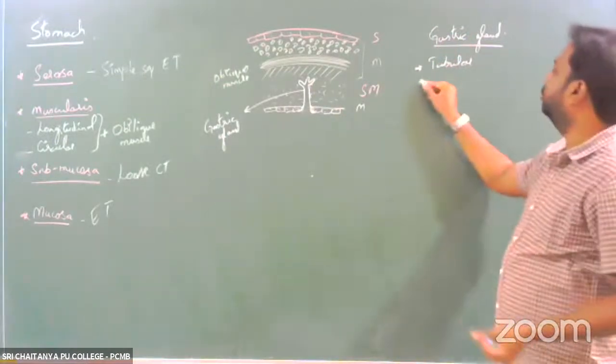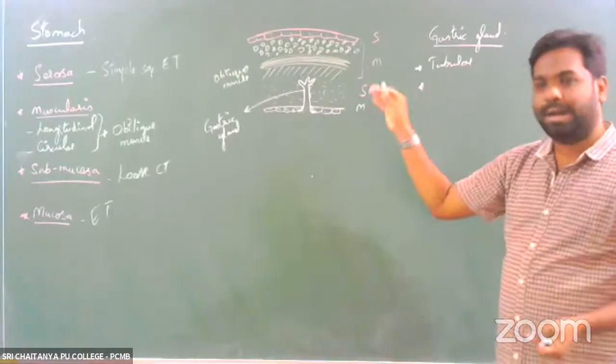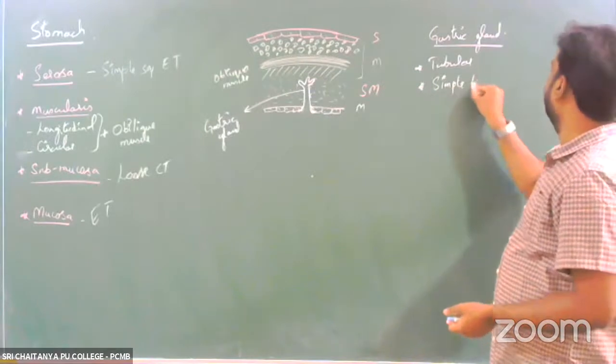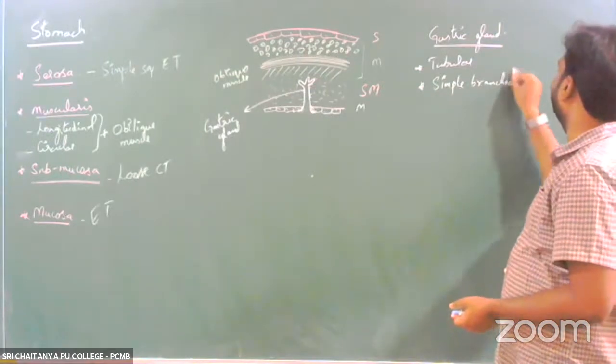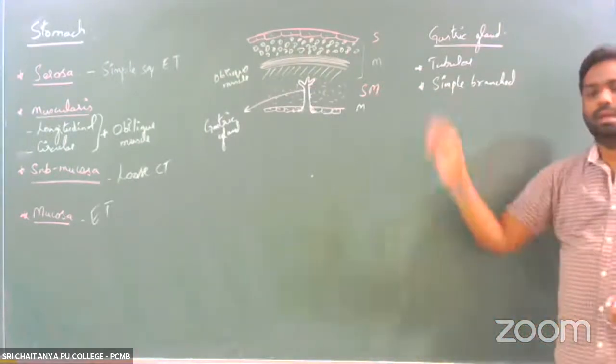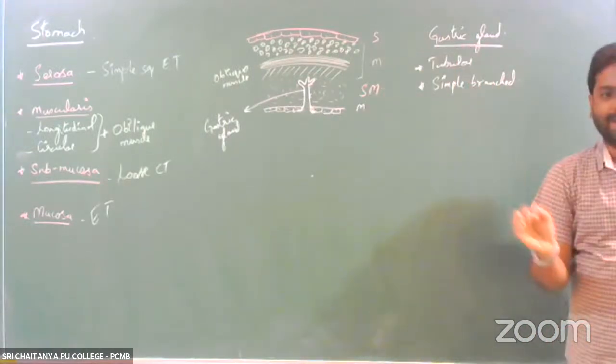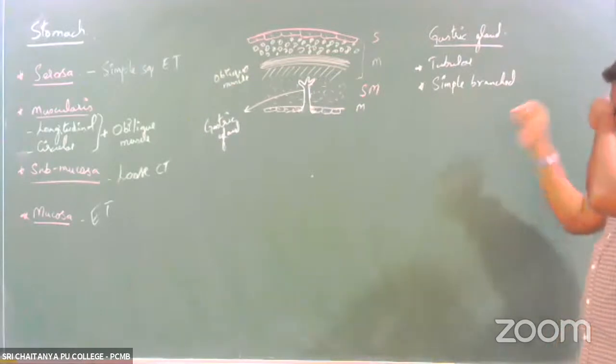Then it is also said to be a branched gland, but the type of branching here is a simple branch. It is a simple branched gland. So the gastric glands in humans, which are present in the stomach, are tubular glands, and they are also simple branched glands.